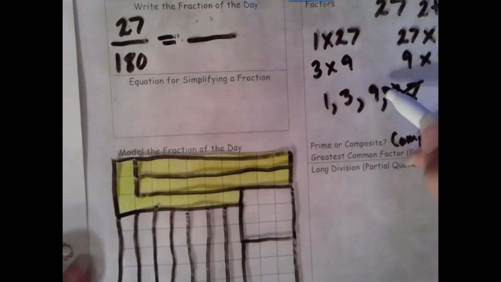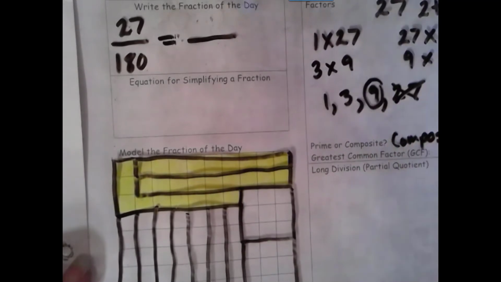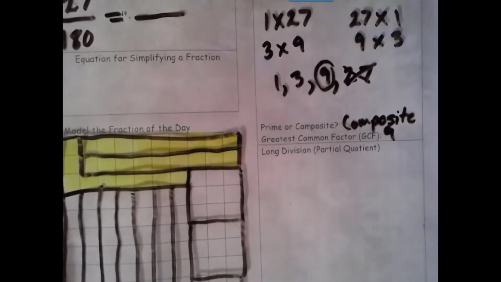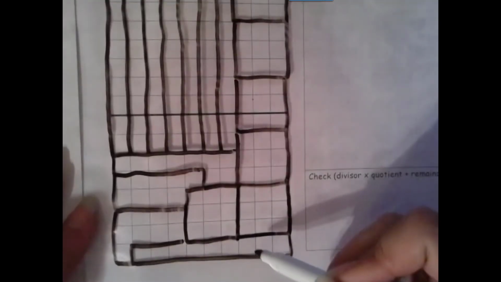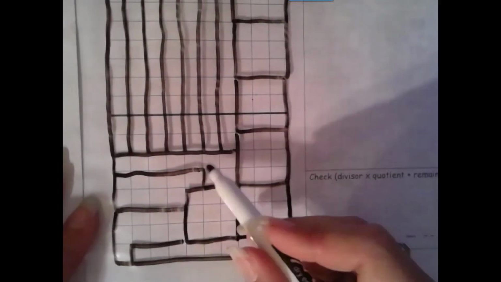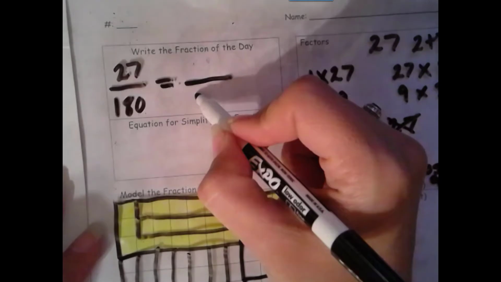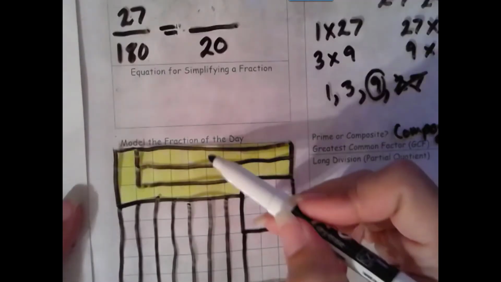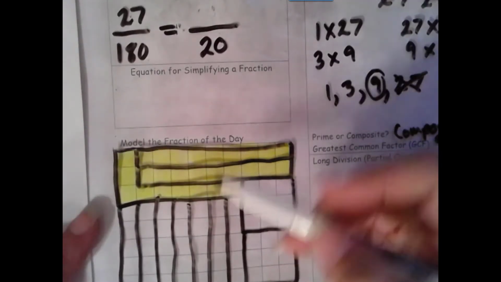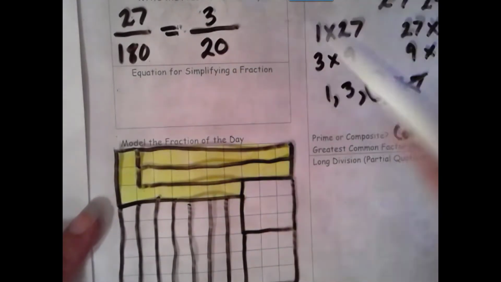It looks like 9 worked. I had none left over, so that means 9 is my greatest common factor. So let's go ahead and see how many total groups of 9. That's our new denominator. So I have 1, 2, 3, 4, 5, 6, 7, 8, 9, 10, 11, 12, 13, 14, 15, 16, 17, 18, 19, 20 total groups. And I have 1, 2, 3 groups shaded in.